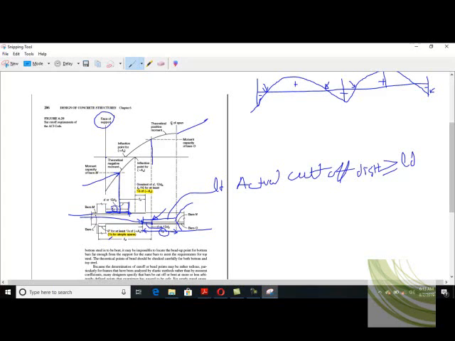1/4 area of this total area must be continued for a distance of LD from the theoretical cutoff point for negative reinforcement. This is the theoretical point for negative reinforcement. So from the theoretical cutoff point, you need to proceed for a distance of LD. This area will be 1/4 of this total area.